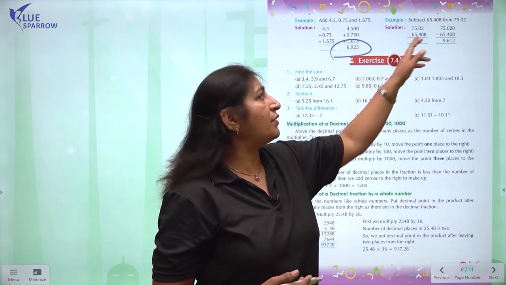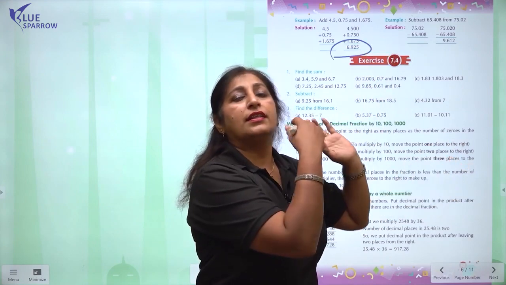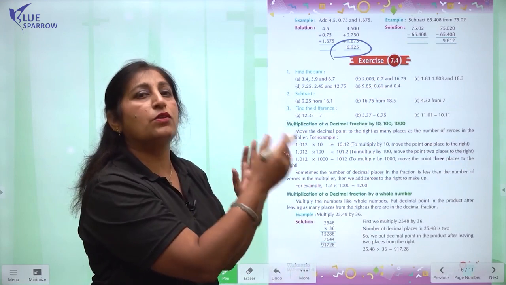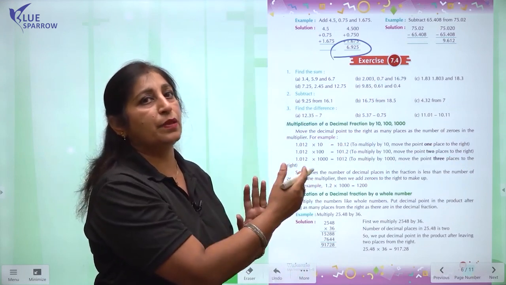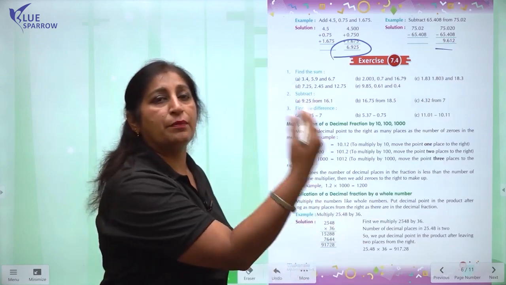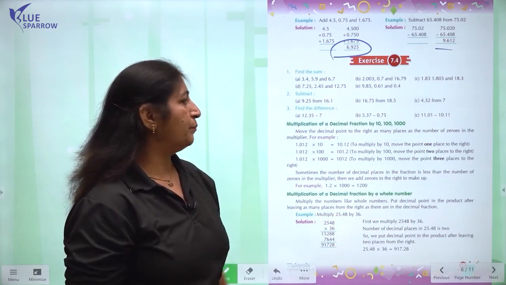decimal would be put after leaving 3 digits from the rightmost side because in the numbers that were given there were a maximum of 3 decimal places. So the answer would also contain 3 decimal places. So the decimal would be put after leaving 3 places from the right hand side. Answer would be 9.612 here.